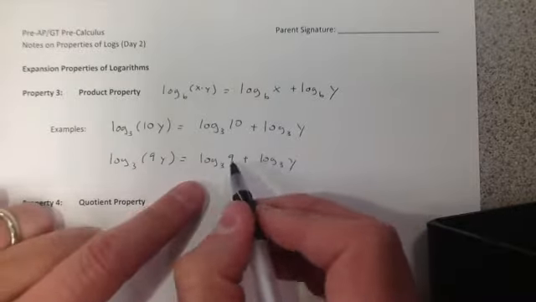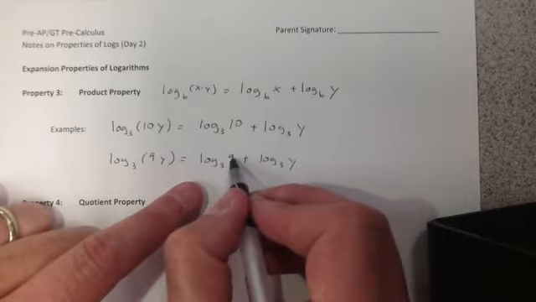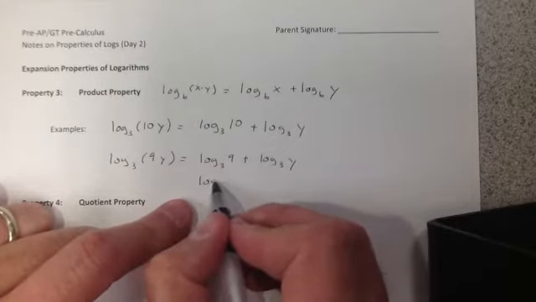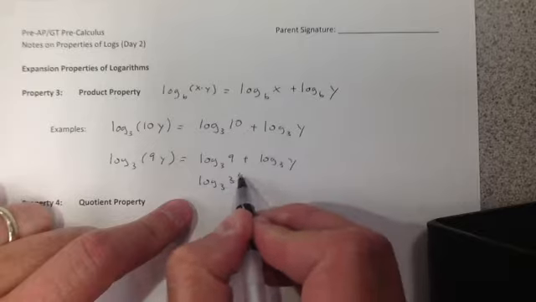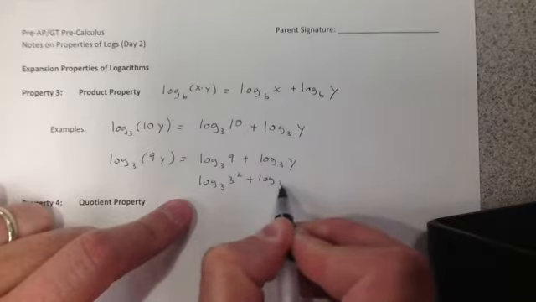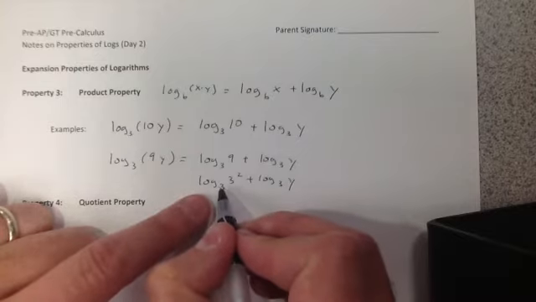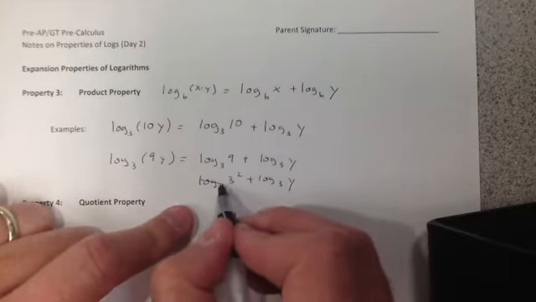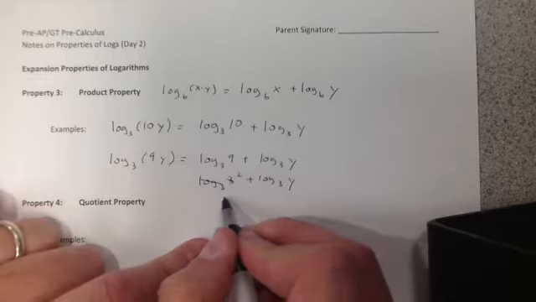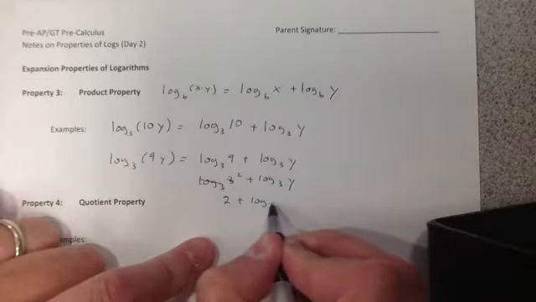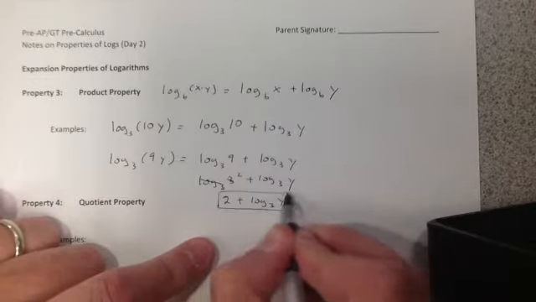And hopefully you recall from yesterday, or from the day before, I could write this as the log base 3 of 3 squared plus the log base 3 of y. We're going to be doing this today. And our rule from yesterday said if the bases are the same, these will cancel. What I'm left with is 2 plus the log base 3 of y.